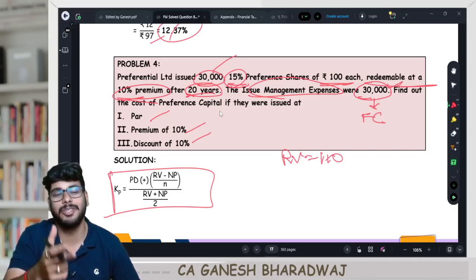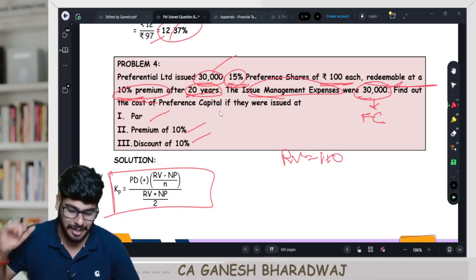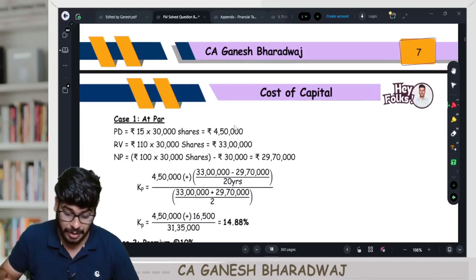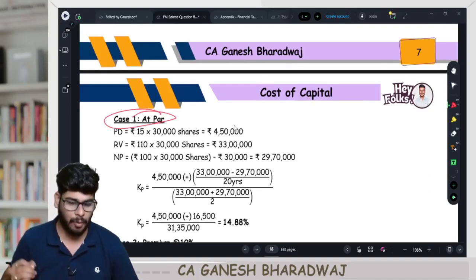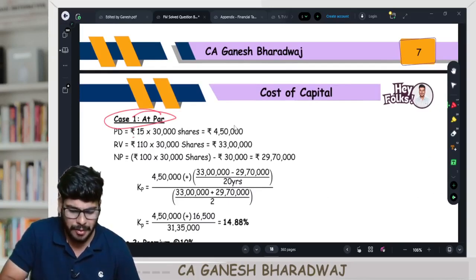Don't jump to the solution. That's why I'm telling you. Please understand this. Okay. So now what happens here? Case 1, it is issued at par. Guys, what happens? Preference dividend: 15 rupees into 30,000, 4,50,000.